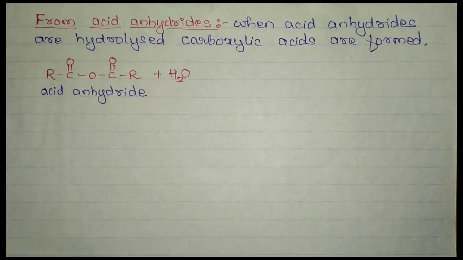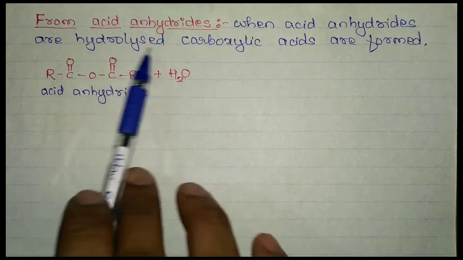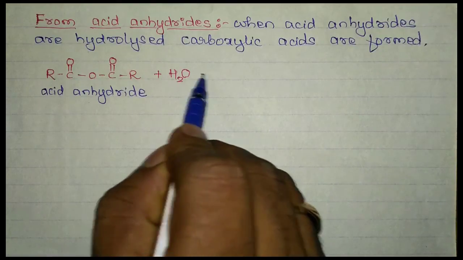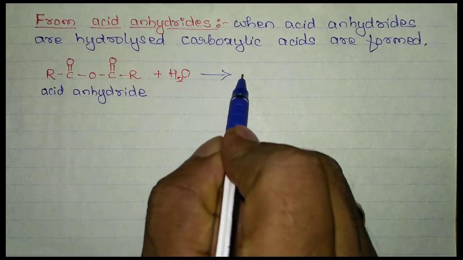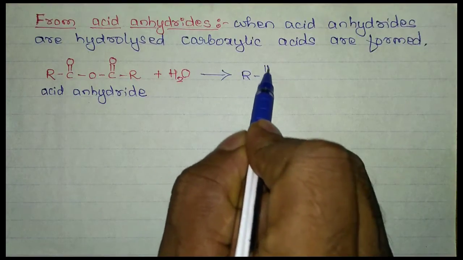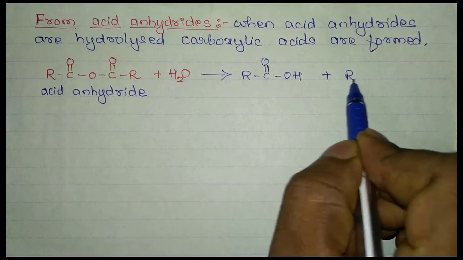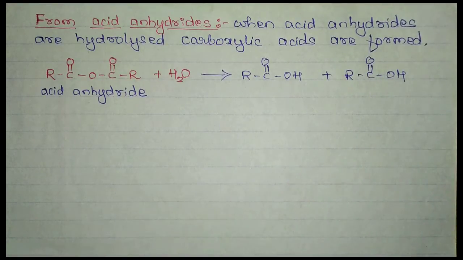Now we'll discuss preparation of carboxylic acid starting from acid anhydride. When acid anhydrides are hydrolyzed, you are going to get carboxylic acid. This is acid anhydride. If it is subjected to hydrolysis, you are going to get RCOOH plus RCOOH, carboxylic acid.